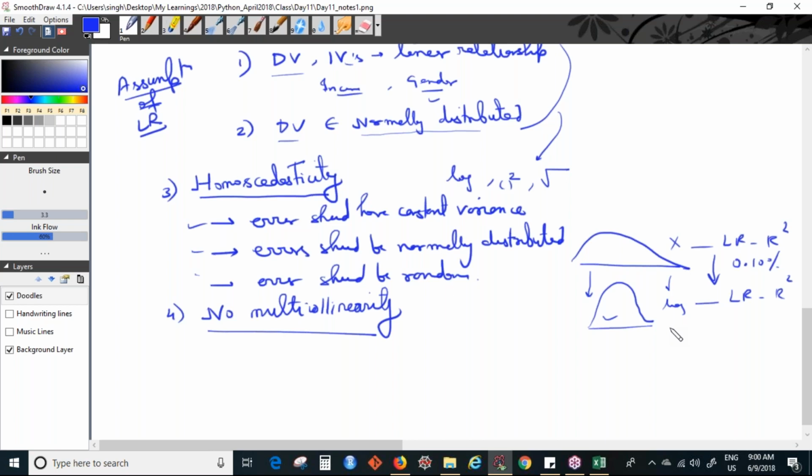Yes, Tapan, that is what we saw in the last class, right? So the same thing you have to do. To check for homoscedasticity, you plot your errors with respect to the predicted values. So if these are your errors, you plot them with respect to predicted values to check these three.